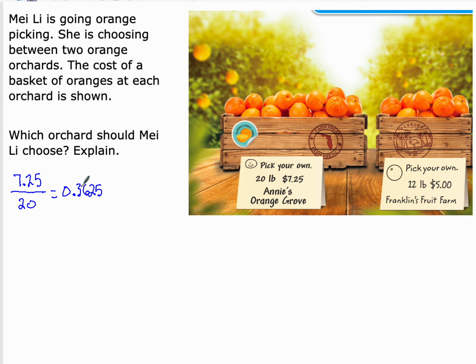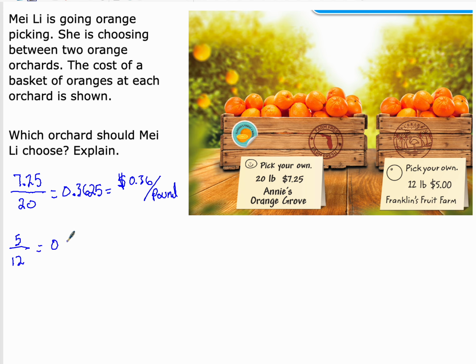So this would be, now this is money, so 36 cents is what that would be. 0.36 dollars per pound. Okay, and that is for the first orchard. Now, how would we find the second orchard here? 5 divided by 12. 5 divided by 12.